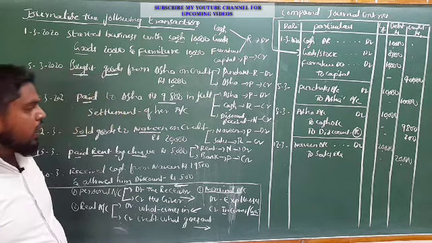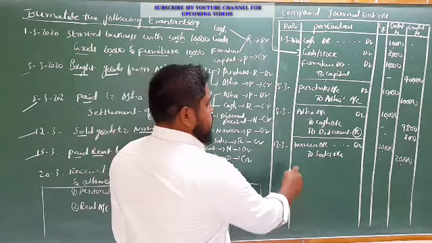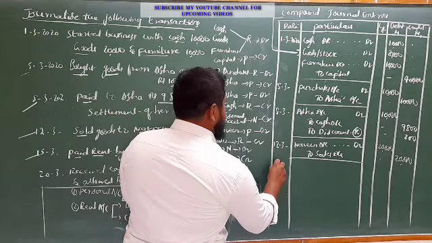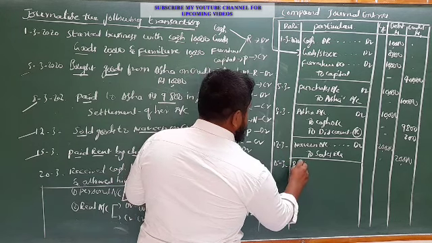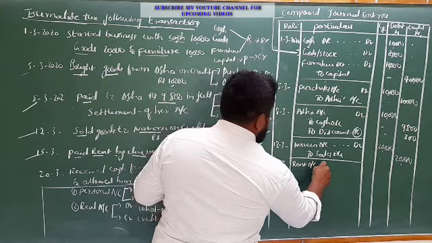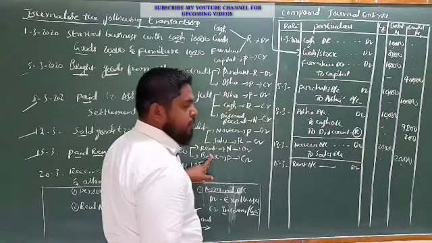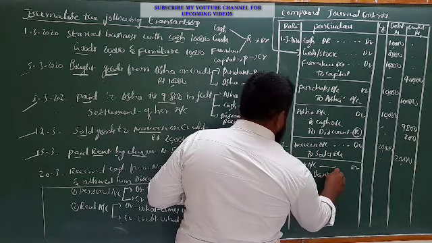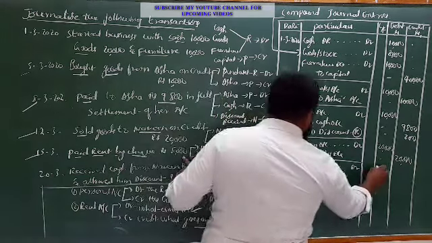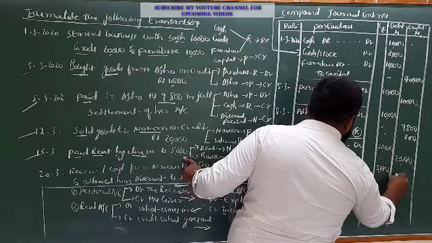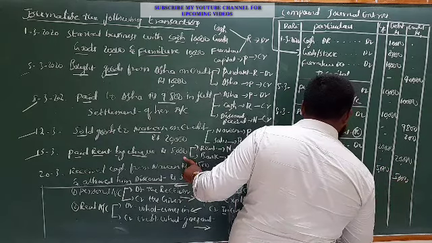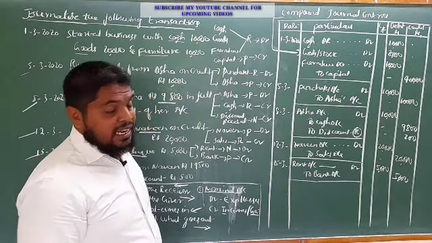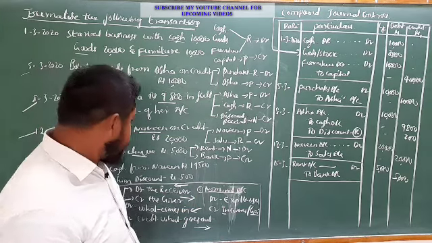Now first the debit entry you have to pass. Rent is debited here, so date on 15th: rent account debit to bank account, amount 5,000. So this is the entry. Rent account debit to bank account.